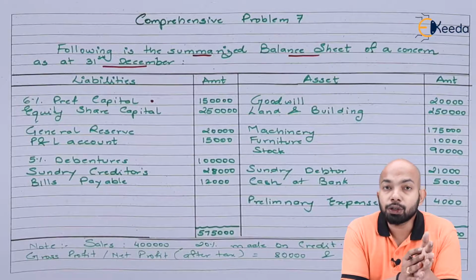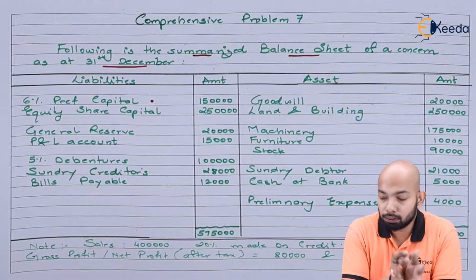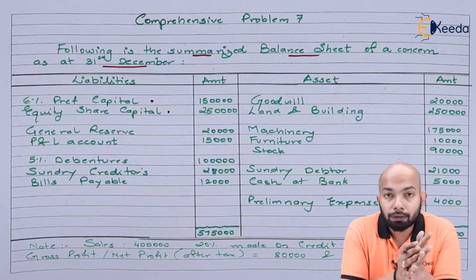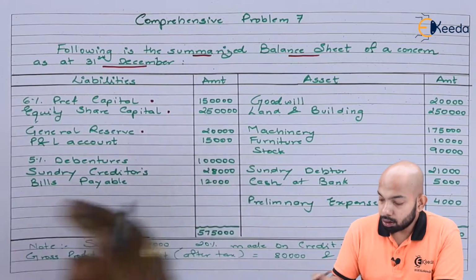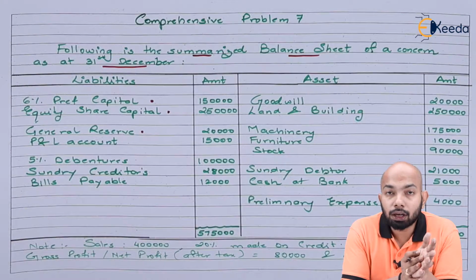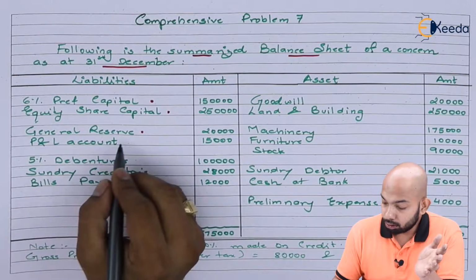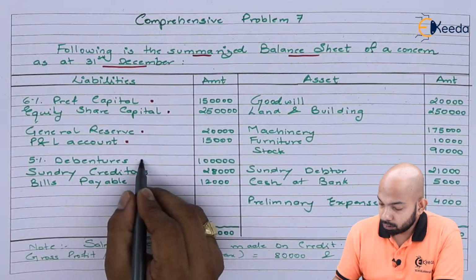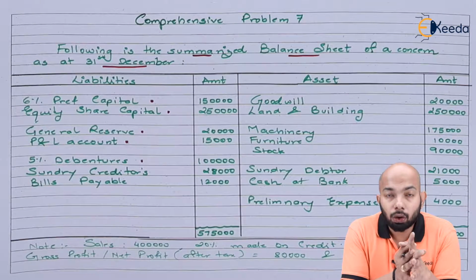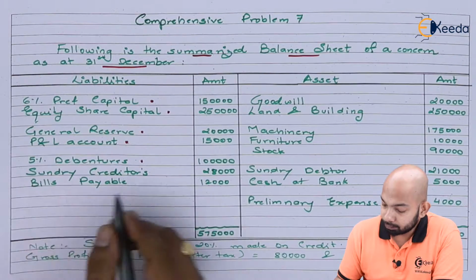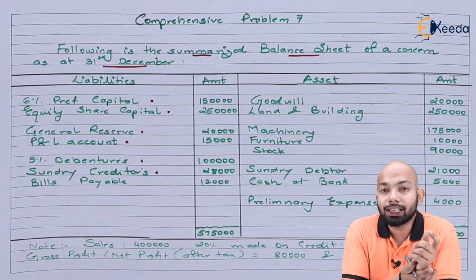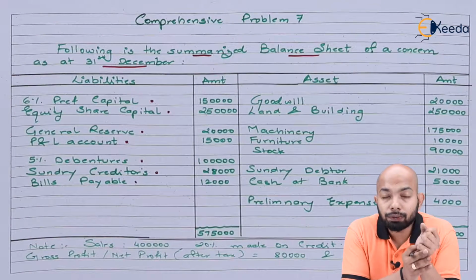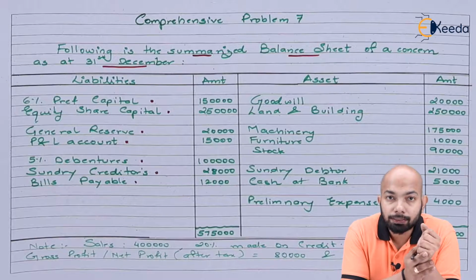We have 6% preference share capital amounting to 1,50,000. We have equity share capital amounting to 2,50,000. General reserve and profit and loss account, general reserve being 20,000, profit and loss account being 15,000 here. 5% debentures, which is again a long-term debt, amounting to 1 lakh. Sundry creditors at 28,000. Bills payable at 12,000. The total of the liability side being 5,75,000 here.